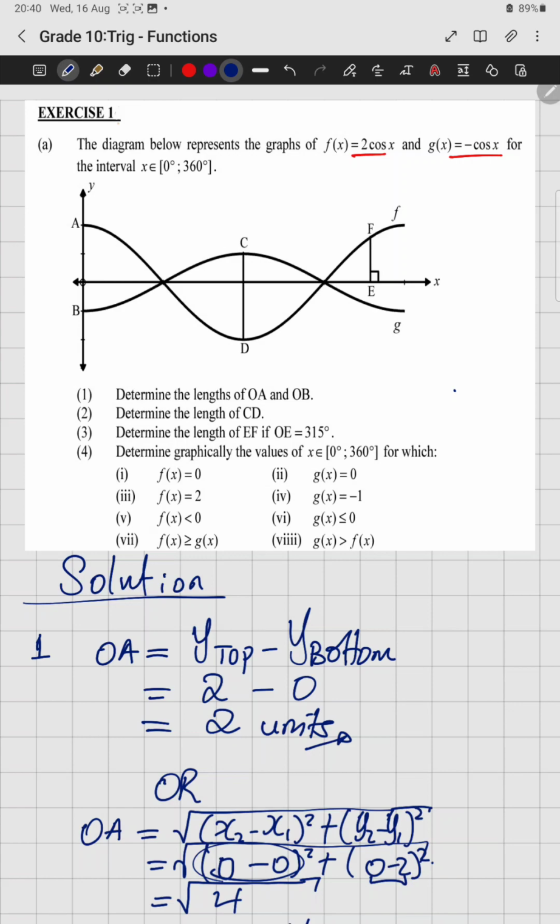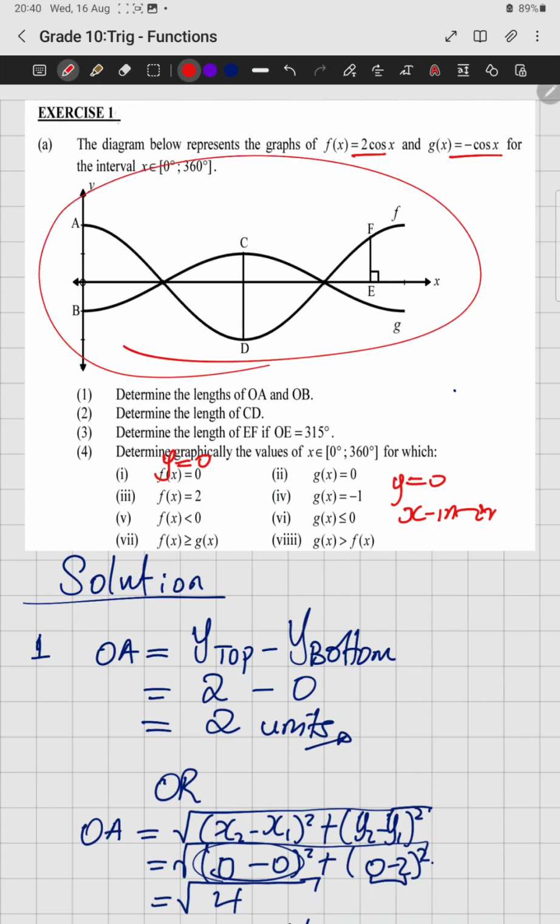Now they say here we must determine the values of x when f of x is equal to 0. What does it mean? It means that when y is equal to 0. Now you will remember that if y is equal to 0, that means it is an x-intercept. So where do you see that y is equal to 0 in a graph over here?